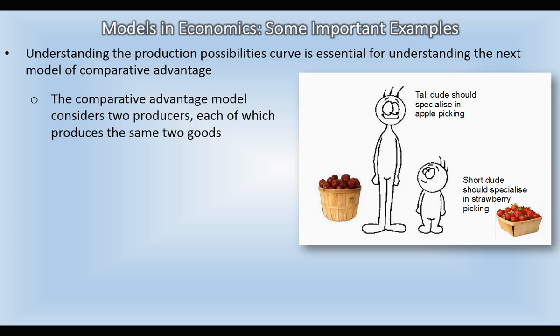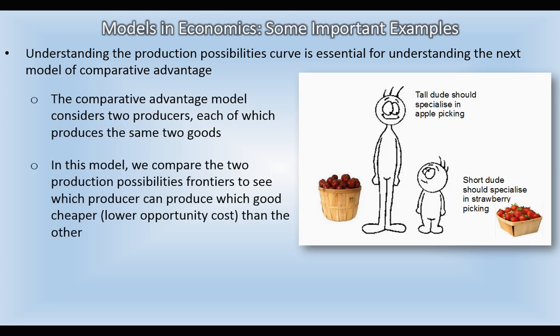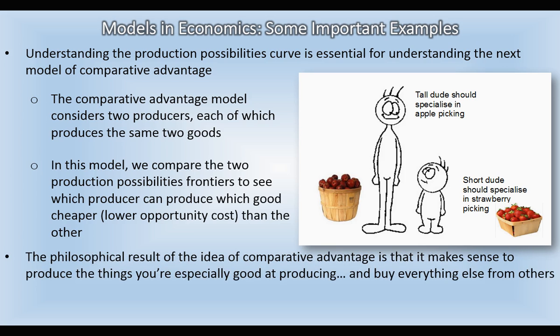All right, so again, understanding the production possibility curve is essential for understanding the next model of comparative advantage. The comparative advantage model considers two producers, each of which produces the same good, let's say. In this model, we compare the two production possibility frontiers to see which producer can produce which good cheaper. And by cheaper, we mean they have a lower opportunity cost than the other. So the philosophical result of the idea of comparative advantage is that it makes sense to produce the things you're especially good at producing and buy everything else from everybody else.